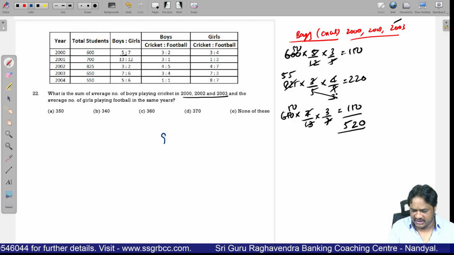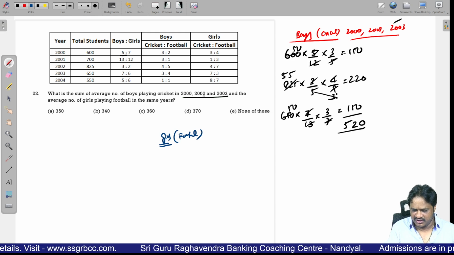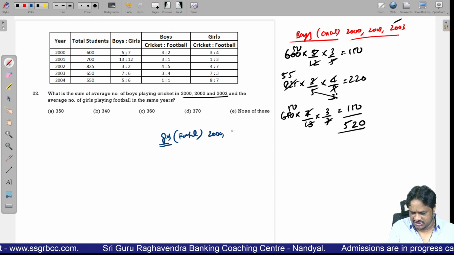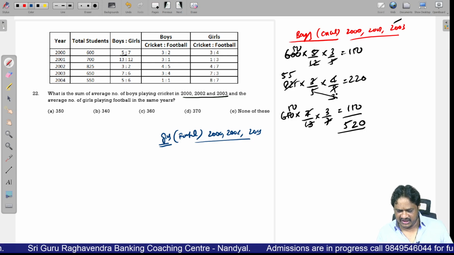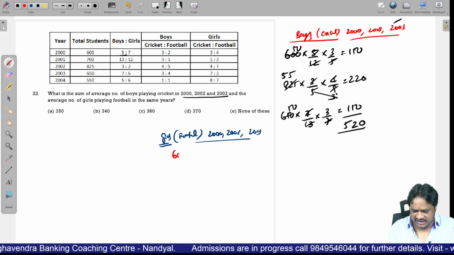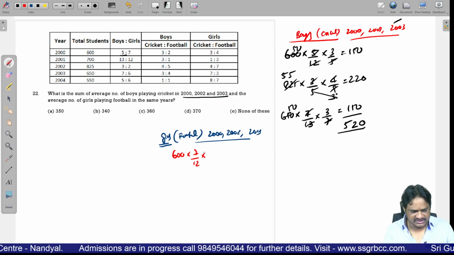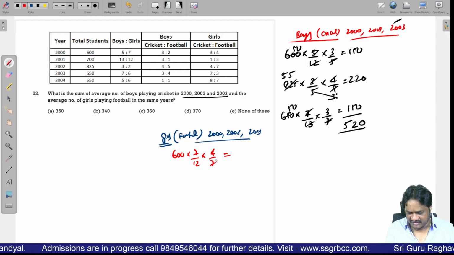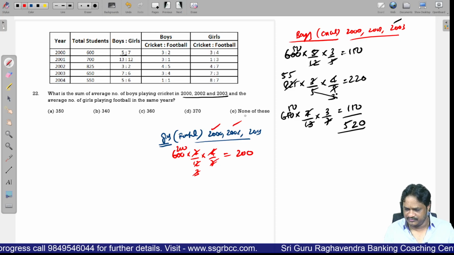Now you have to calculate girls football from the same years, that is 2000, 2002 and 2003. So first we will calculate the girls in 2000. Total students are 600. Girls will be 7 by 12. In this we want football playing girls. It will be 4 by 7. 7 and 7 cancel, 4 ones are 4, 4 threes are 12, 3 ones, 3 200. That is 200. Now 2002.